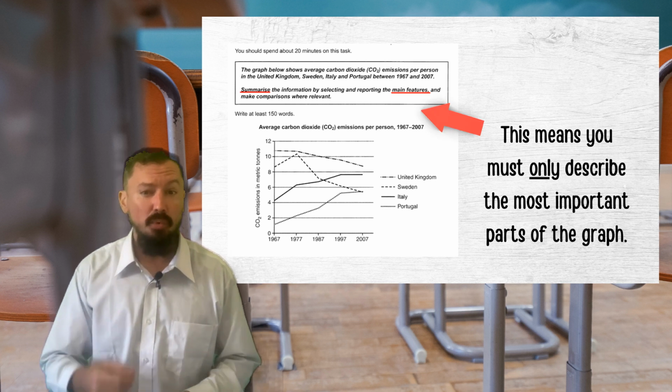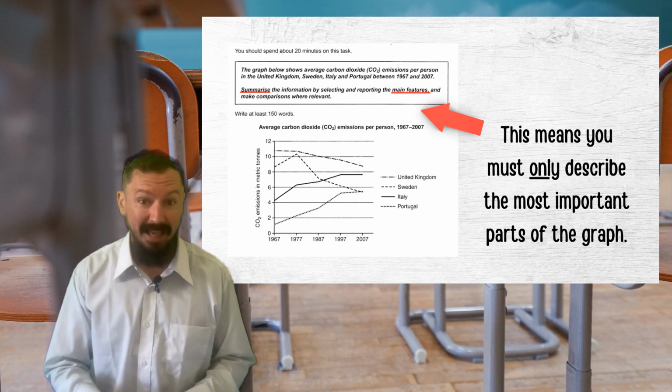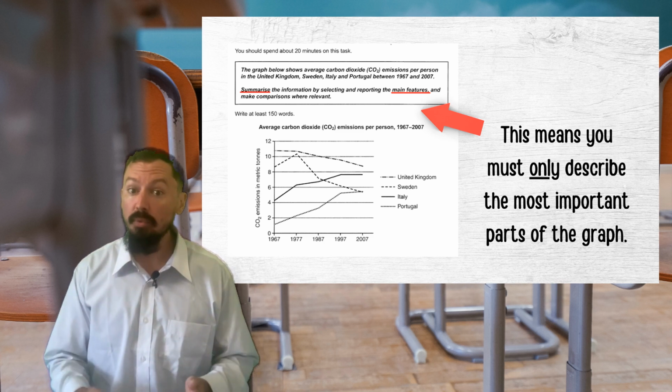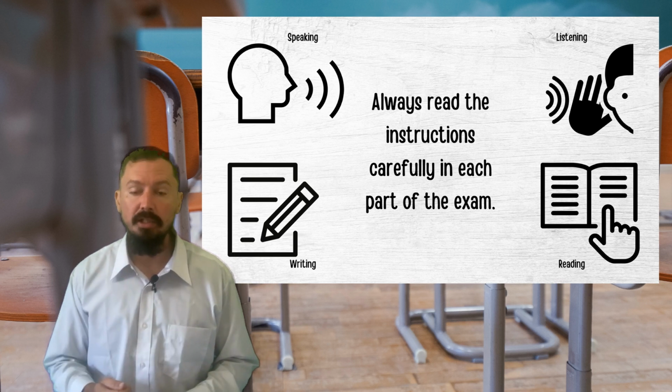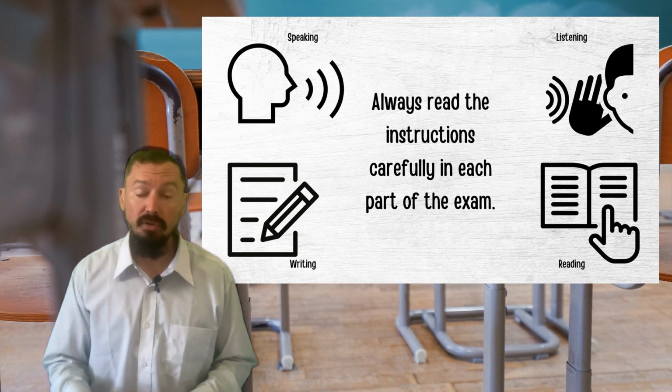If you did, you would not have summarized or selected the main features, which means you would not have followed the instructions. This in turn means that you could not have gotten a good score for task response. In IELTS writing, as in every other part of the test, it is important to pay close attention to the instructions given, or else you could miss something important. Part of the problem here is that this instruction is the same for every IELTS Writing Task 1 question, so we just don't pay much attention to it.